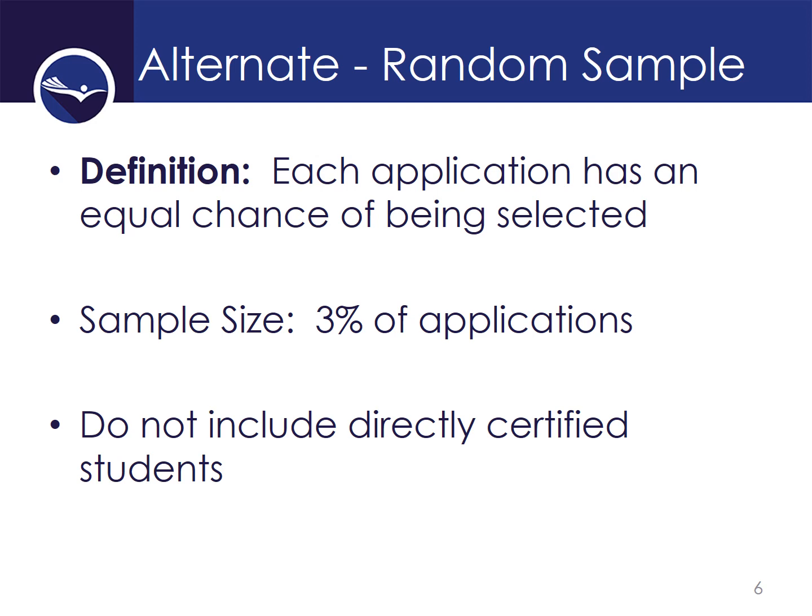Random sampling is the most common type of verification used. By definition, each application has an equal chance of being selected. The sample size is 3%. Do not include directly certified students when selecting households to verify. There are a number of ways to randomly select applications. You can use a computer-generated list, or they can be picked by hand.